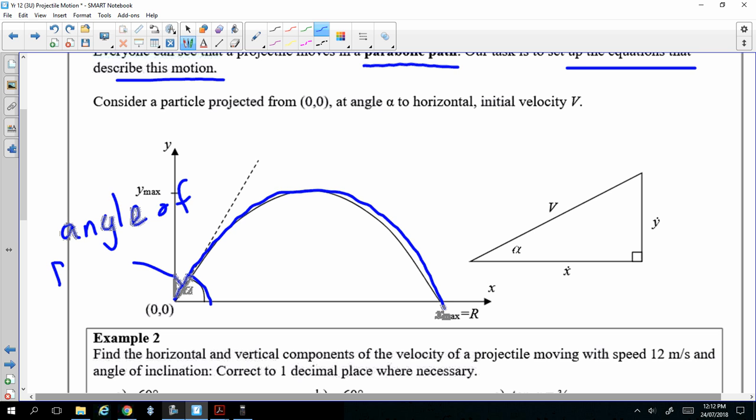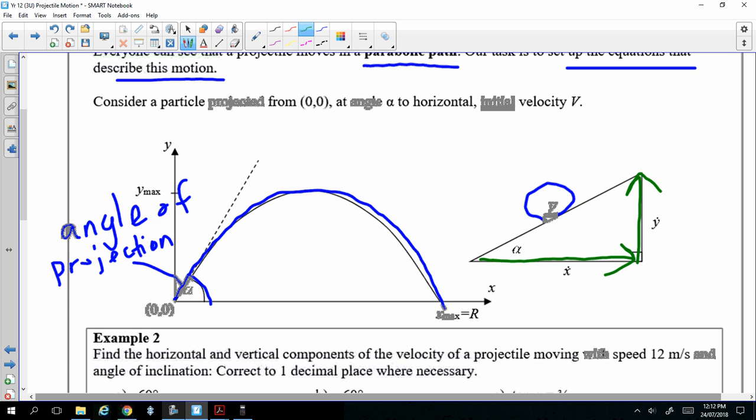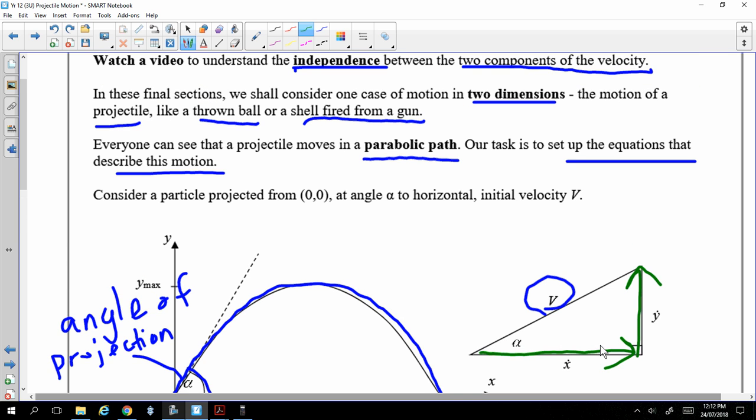Okay, good. When you throw something in the air at a velocity v, there are 2 components of velocity: the vertical component and the horizontal component. And these 2 components are independent of each other, so we can analyze them separately. So x dot and y dot.